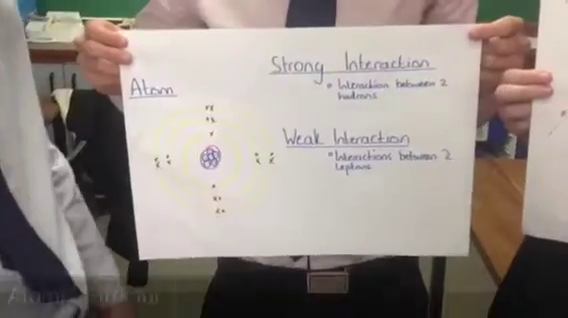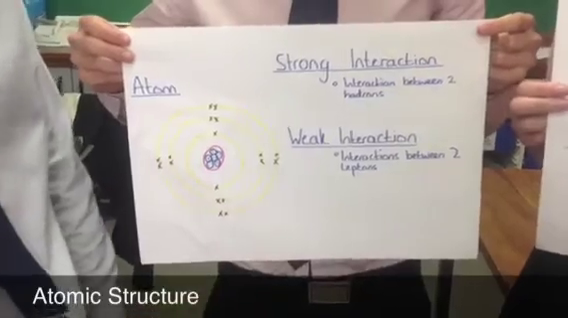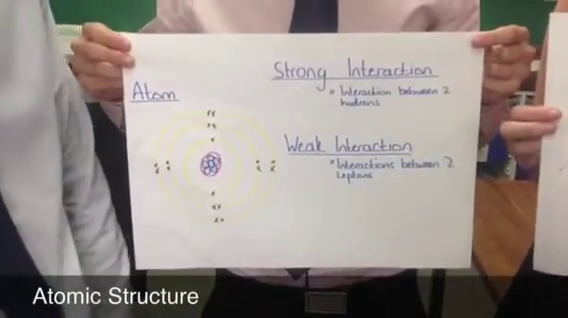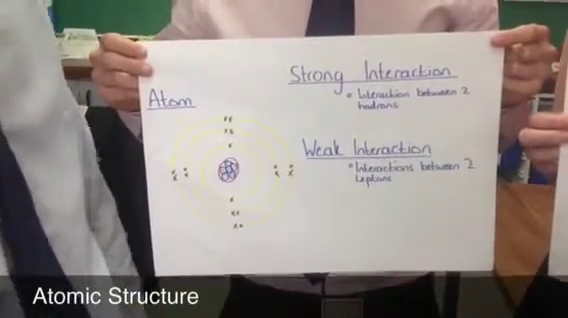Here we have an atom, which is protons and neutrons in the nucleus. Then around the outside we have electrons. Then we have the strong interaction, which is interaction between two hadrons. And then the weak interaction is interaction between two leptons.